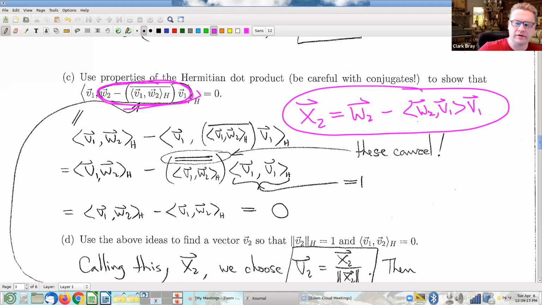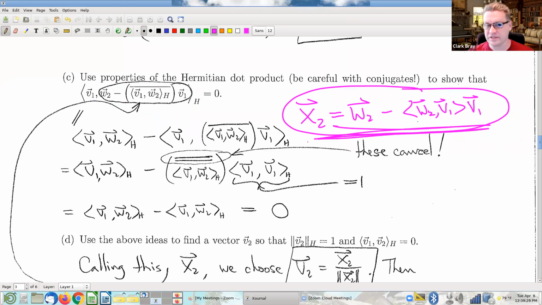I wrote it this way in the question to make the algebra, the Hermitian algebra, a little bit more interesting. But in practice, probably a little bit easier to write it this way. Okay, hope this has been an interesting and useful discussion.